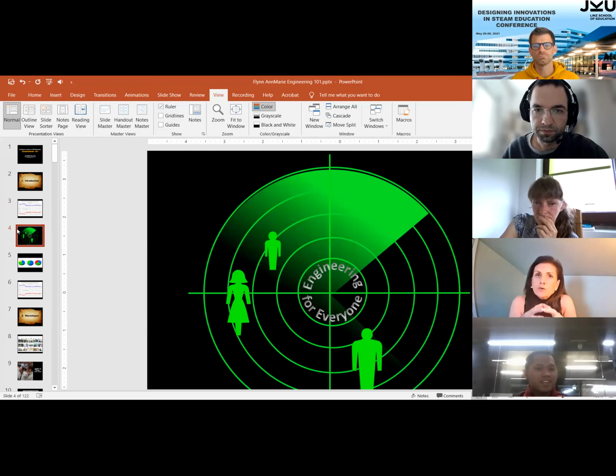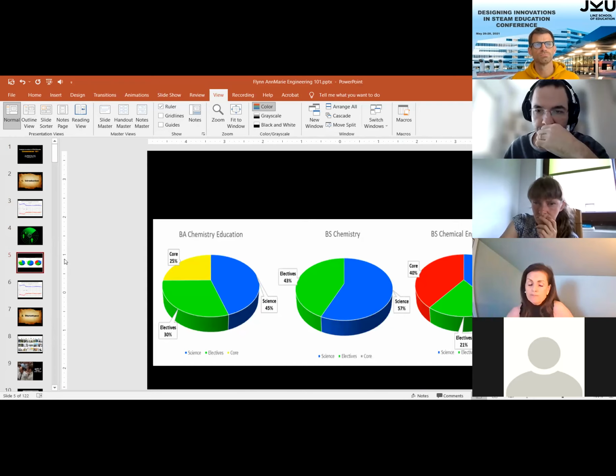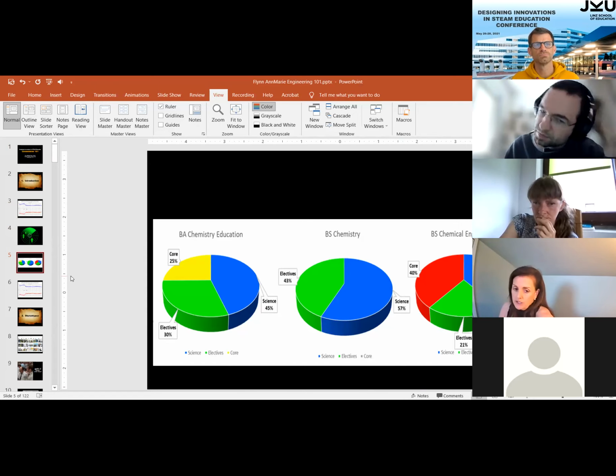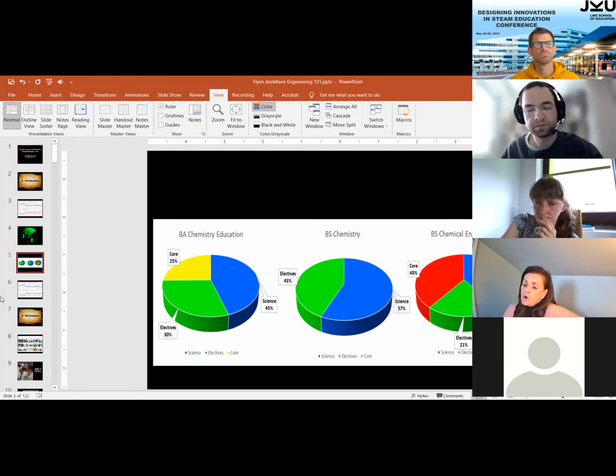Middle school and high school teachers have to understand what is engineering. What types of engineering are there? What types of engineering schools are there? What does a kid take in high school? This is the problem. This is an undergraduate degree. This is a graduate degree in a teacher who teaches chemistry. The middle is a bachelor's in chemistry, and the right is chemical engineering. The blue are all the sciences.